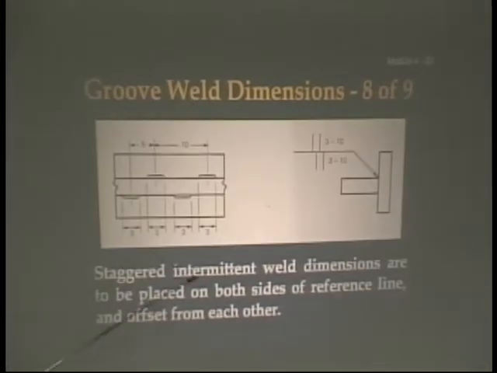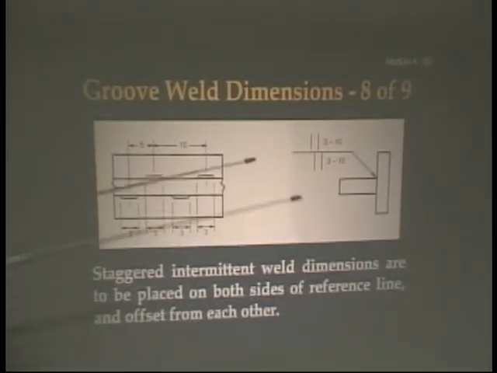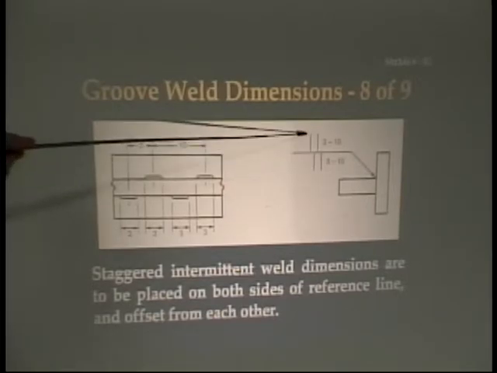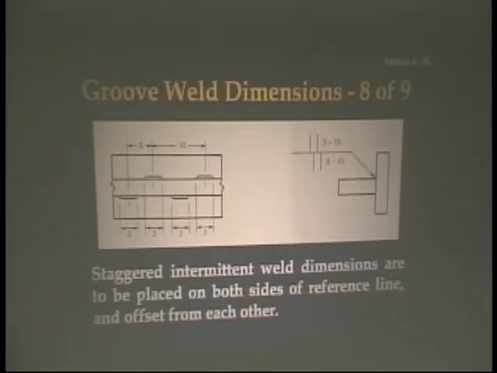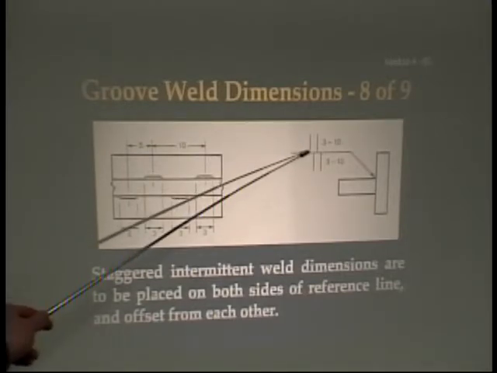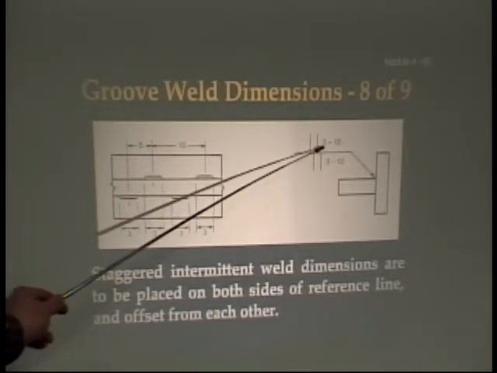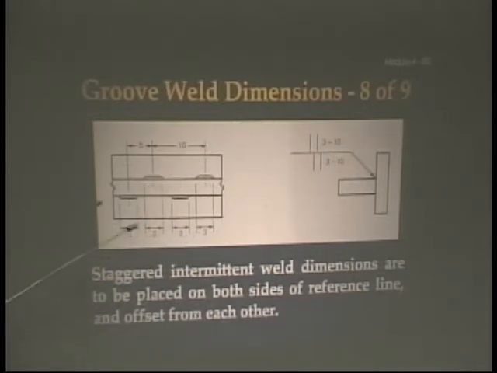Now here we have staggered intermittent welds. If you look at the symbol here, all they do is take the weld symbol and just offset it a little bit. So we have a square groove, 3 and 10. That means the weld is going to be 3 inches long, and center to center is going to be 10 inches. And since they're staggered, you can see that it works out that it's actually only 5 inches.